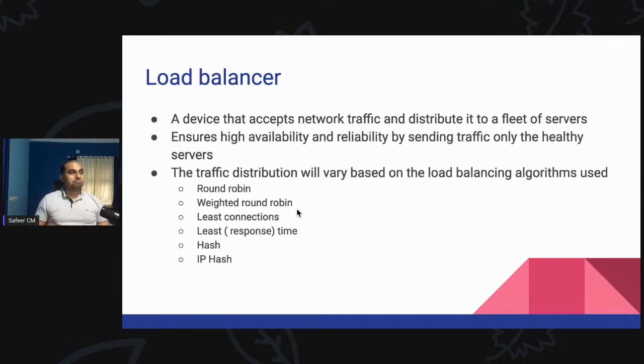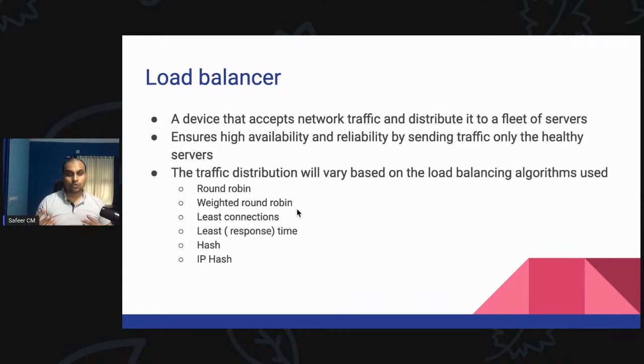Traffic can be distributed using very different load balancing algorithms. Some of the common algorithms are like round robin. Let's say traffic is coming from a user, the load balancer sends that request to server 1. You have 3 servers. The next request comes, it is sent to the second server. The next request comes, it is sent to the third server, and the fourth request goes to the first server. So that is round robin. Then there is weighted round robin.